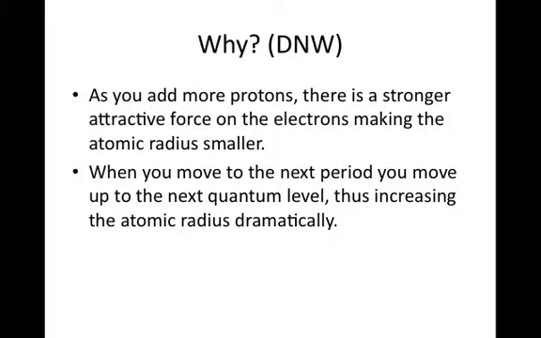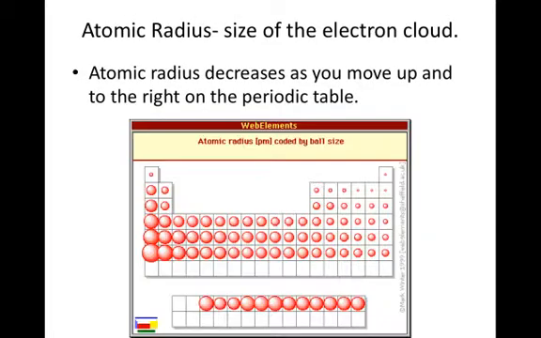Why does atomic radius increase as you move down? As you move down, you are adding more protons. Look right here. As you go from hydrogen to lithium, you are adding more protons. You are also adding more electrons. And when you add more protons, shouldn't you expect the atomic radius to get smaller?